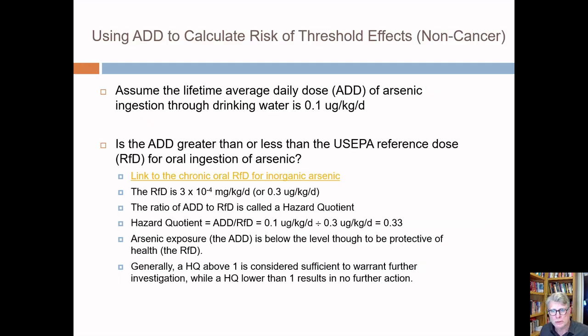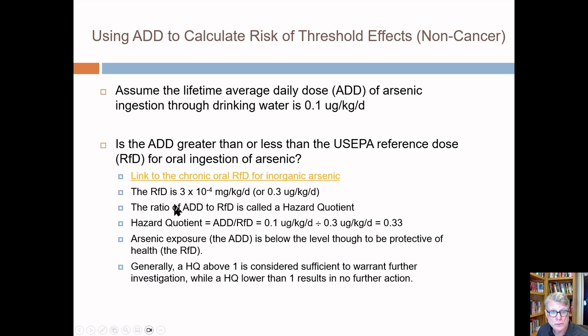Here's an example of both using the average daily dose. First, with threshold effects risk characterization, that is a non-cancer risk characterization. So I'm just doing this quickly because it's covered in more detail in another recording, Part 3 of the Introduction to Human Health Risk Assessment.